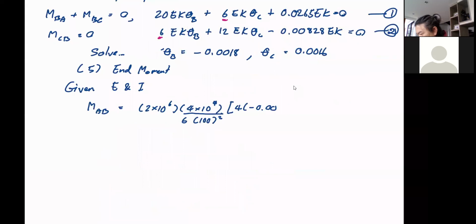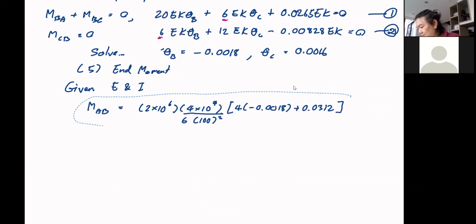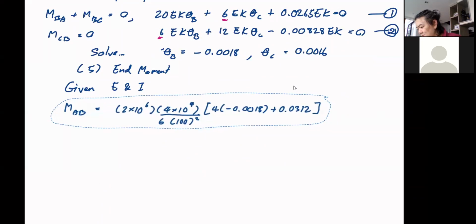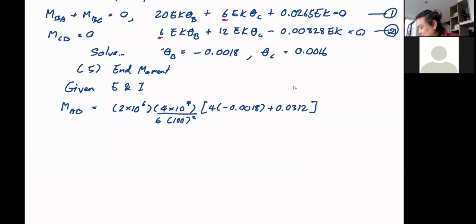Minus 0.0018 plus 0.0312. How come it's so long again? Seems like I have a problem managing this space today. Okay. So that is quite large, you know, 32,000 kilogram meter. Think about it, it's just only a tiny bit of settlement.